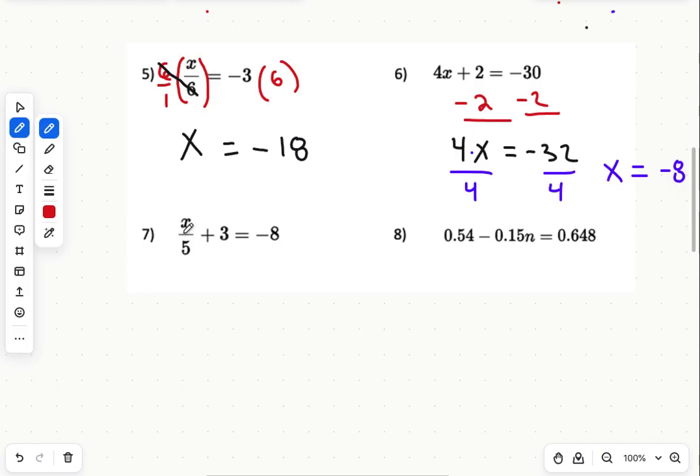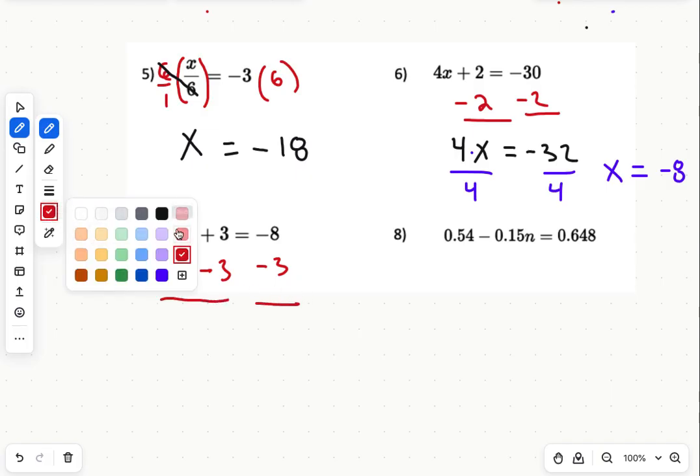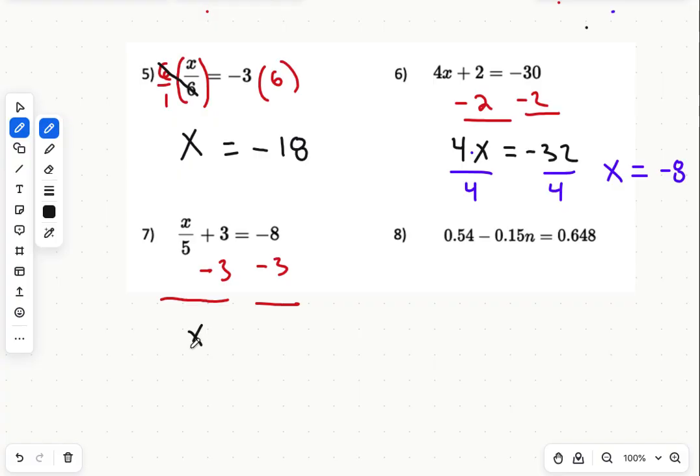Similar problem, we have the x being divided by 5, and we have a 3 that's being added onto it. So we'll start with our addition and subtraction first, and then go to our multiplication and division second. From both sides, I'm going to subtract 3. And now I have x over 5 equals negative 11.